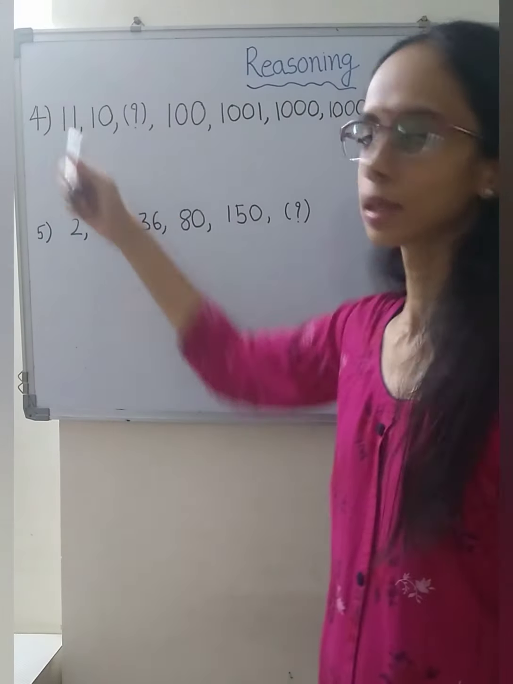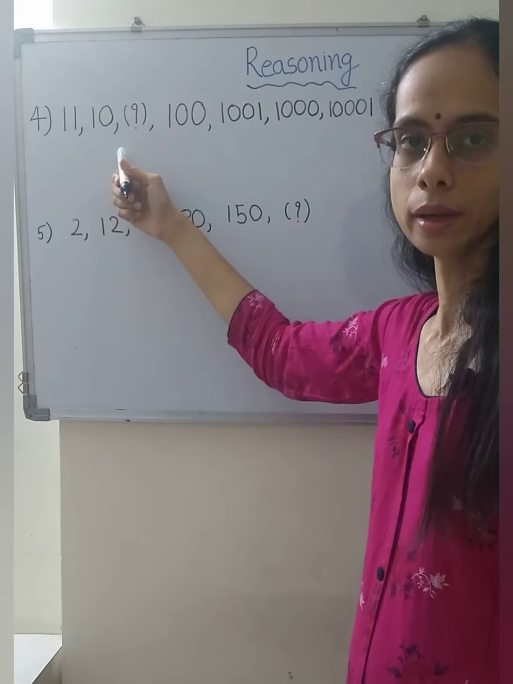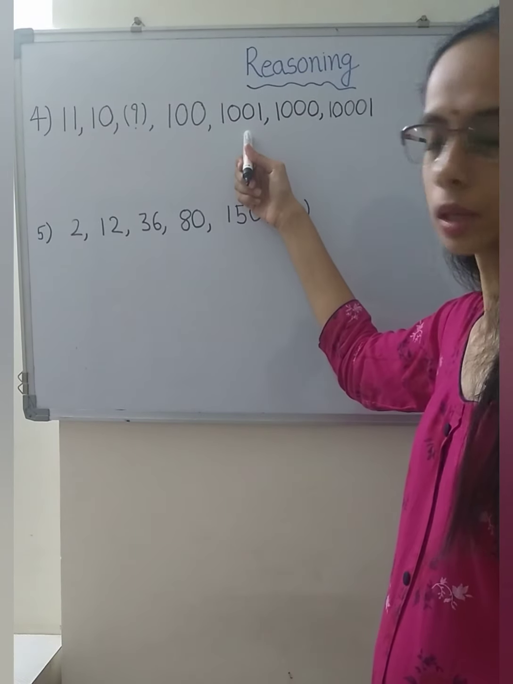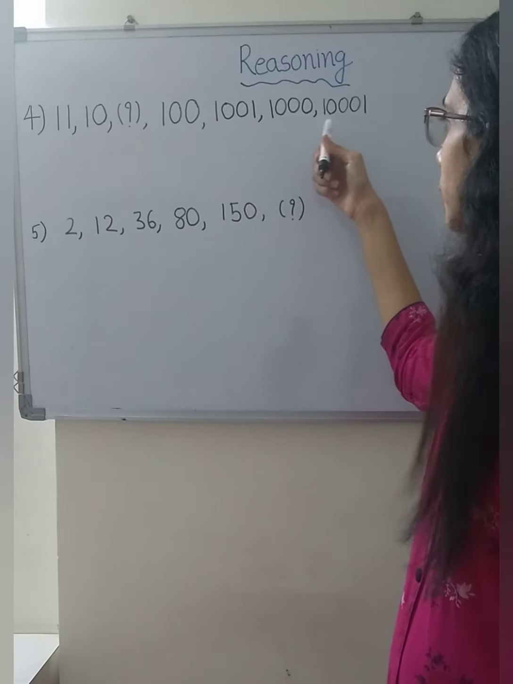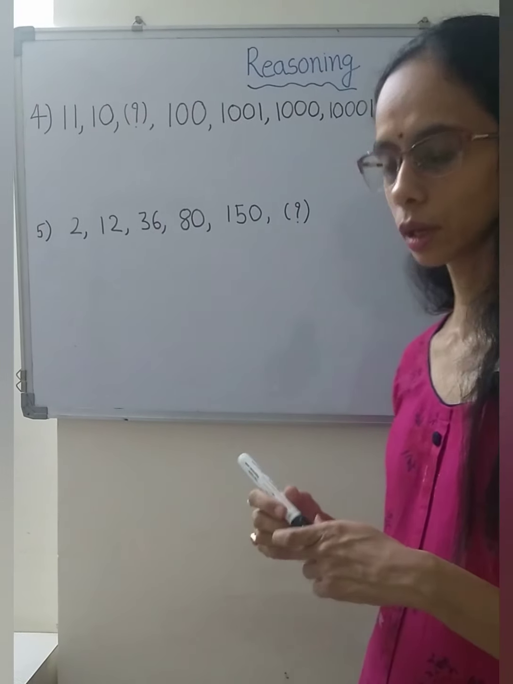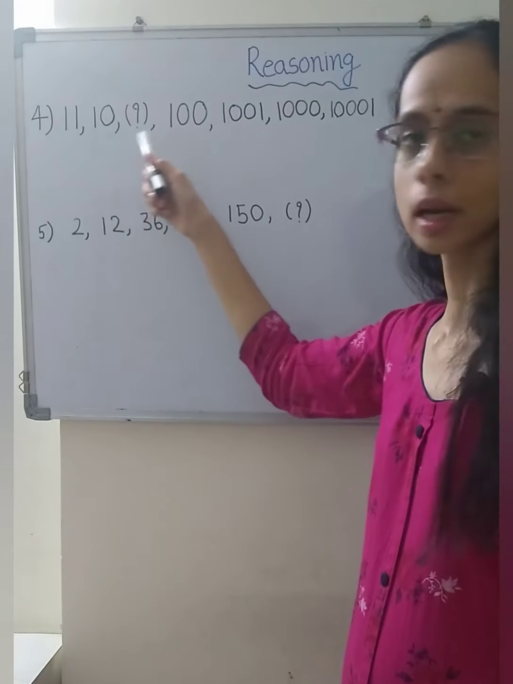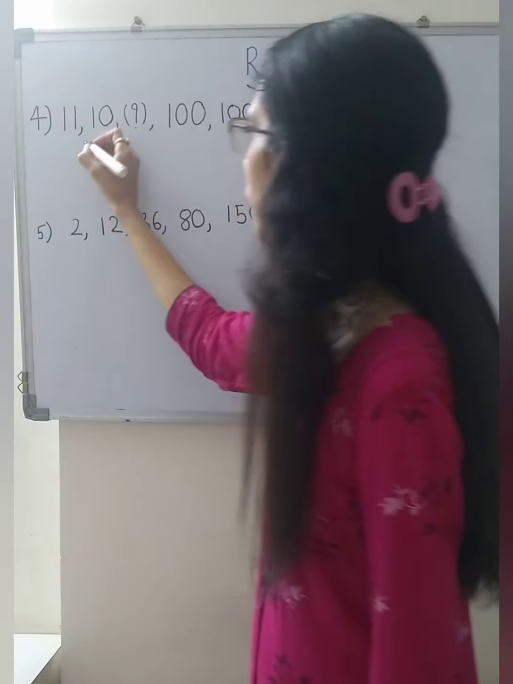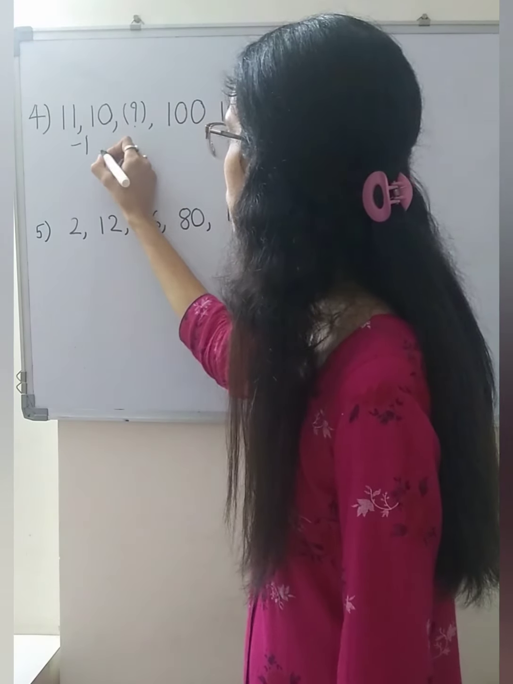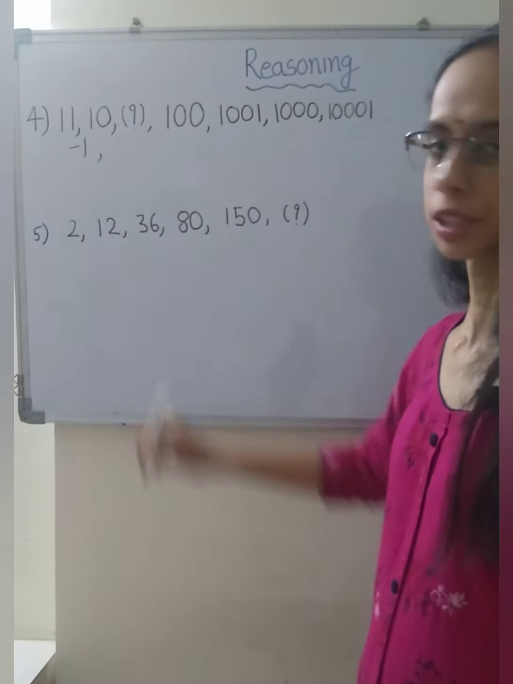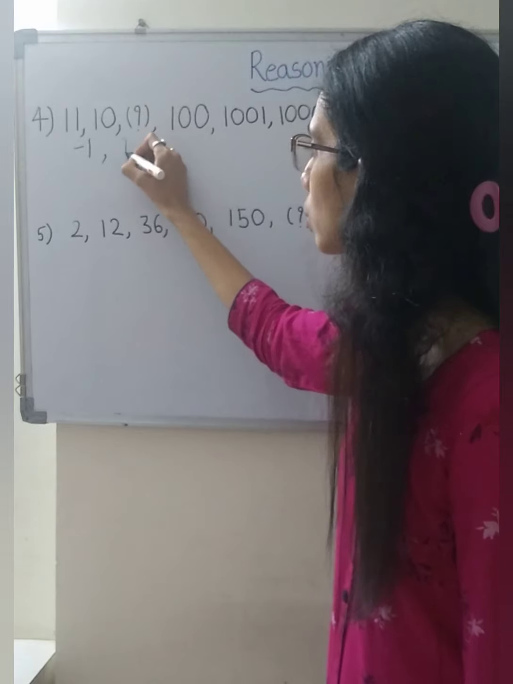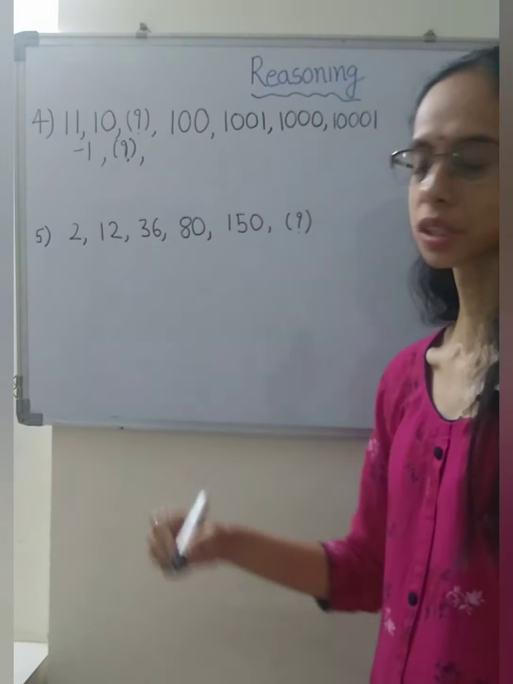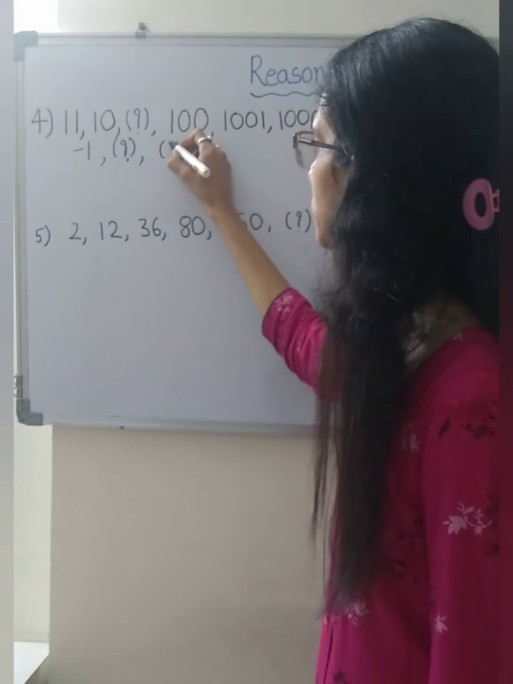The fourth series is 11, 10, question mark, 100, 11, 1001, 1000 and 10,001. So what is the relation between the adjacent numbers here? 11 and 10, so we can write minus 1. Then 10 and question mark, here we do not know the relation. Then question mark and 100, again question mark.